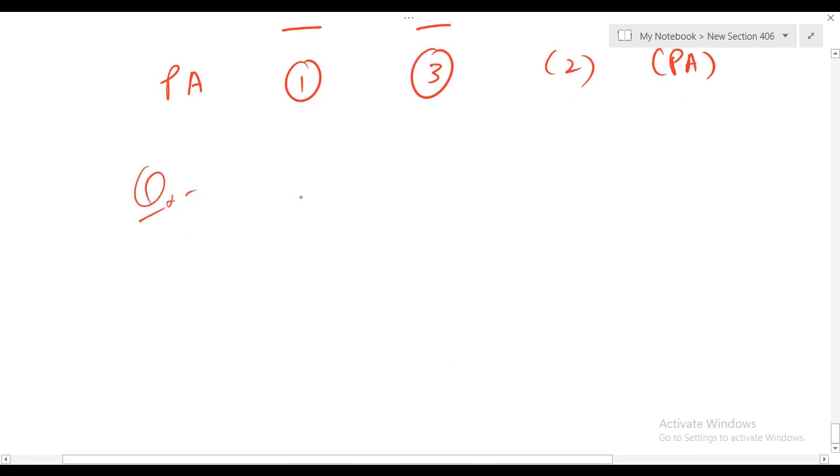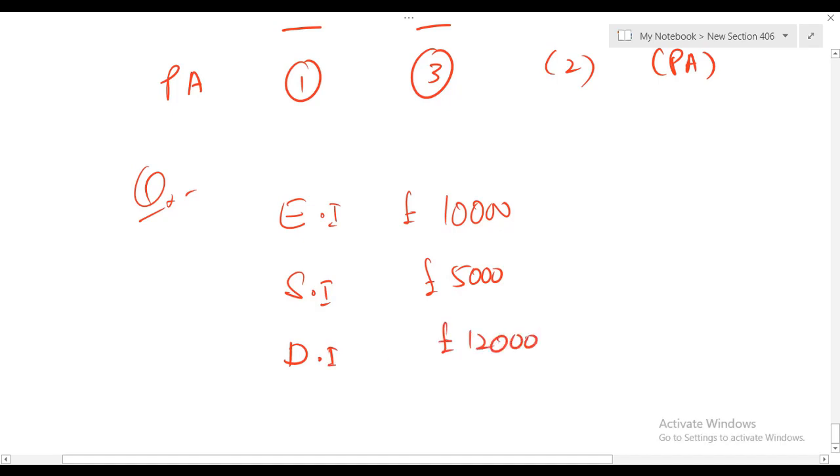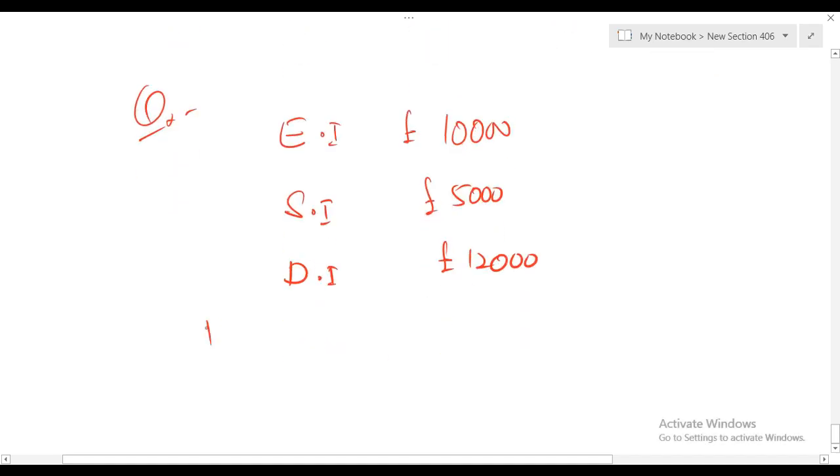Look at the question. Let's say we have employment income of 10,000. We have saving income of 5,000. We have dividend income of, let's say, 12,000. The requirement is very simple: we just need to calculate the income tax liability. Let's see what happens.